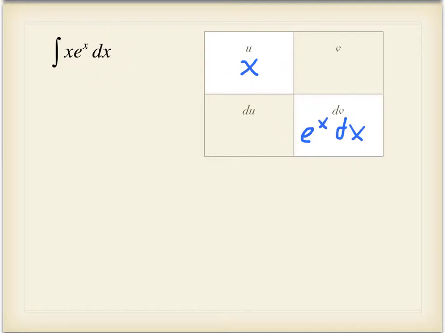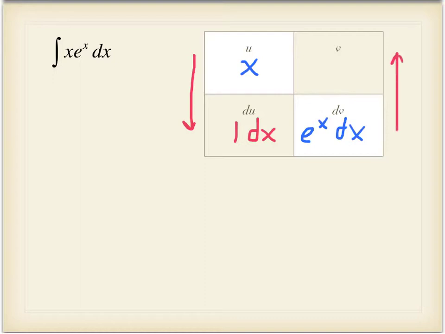Alright, now I'm going to use my derivative rules to figure out these other two blanks. Well, if I start out with x, what's the derivative of x? Well, it's just 1, or 1 dx, basically. And now I have to go in reverse direction here, I'll just draw an arrow here. We're going there for the derivative. Here I have to go backwards again for the integral.